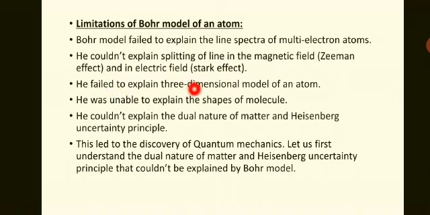He failed to explain the three-dimensional model of an atom. He was unable to explain the shapes of molecules. He could not explain the dual nature of matter and the Heisenberg uncertainty principle. This led to the discovery of quantum mechanics. Let us first understand the dual nature of matter and the Heisenberg uncertainty principle that could not be explained by Bohr's model.